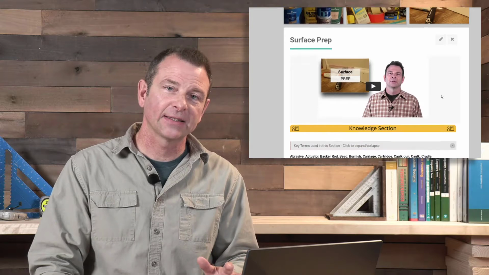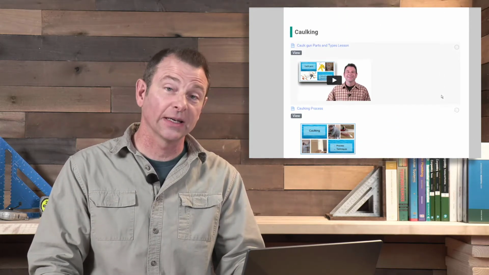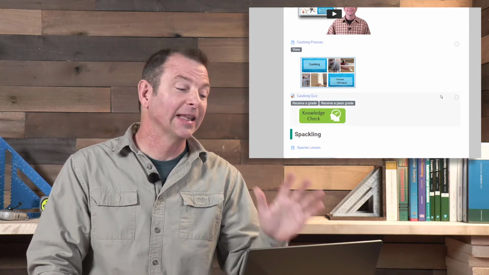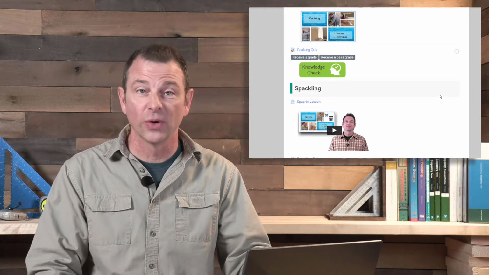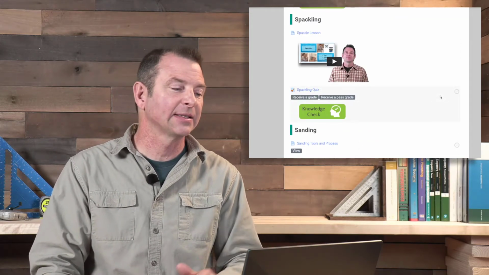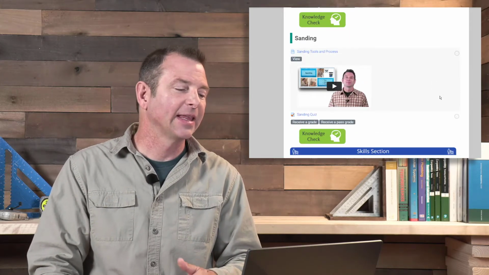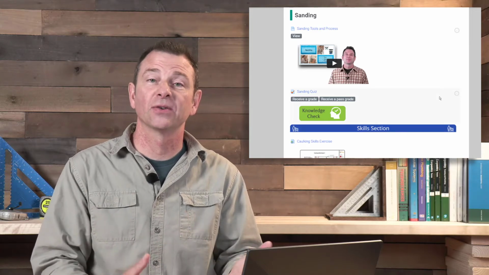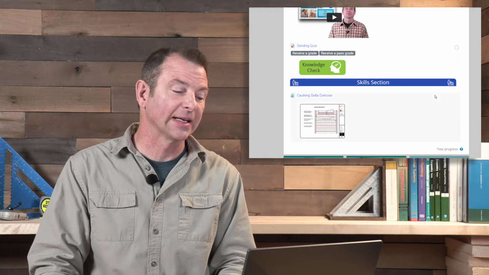This next section is about surface prep. And it starts with caulking, the whole tools and materials about caulking. The process of caulking is another lesson. You have a caulking quiz that covers those lessons. Then it moves on to spackle. There's a lesson on that. And then it moves on to sanding and all of the tools and materials needed to do sanding. You'll also have a quiz for your students for that as well.